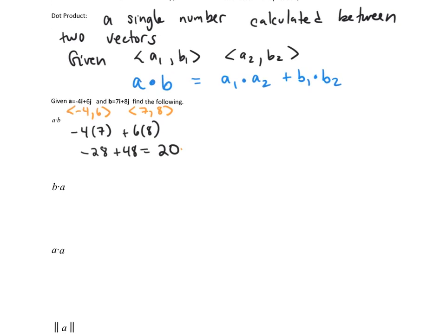So that's negative 28 plus 48, so that is 20. If I do B dot A, so if we start with the second one instead of the first one, that will be 7 times negative 4 plus 8 times 6, but that's also going to give me 20. So this is one property of a dot product. We know it as commutative. That A dot B is the same as B dot A.